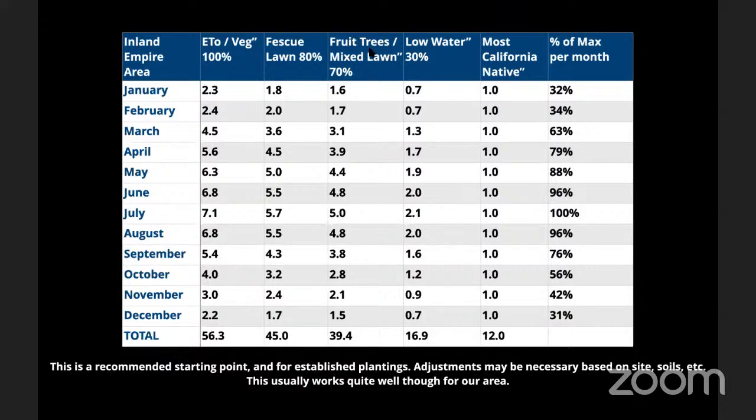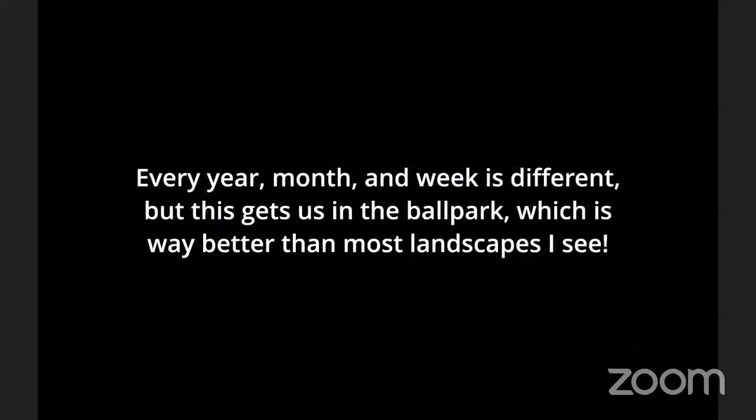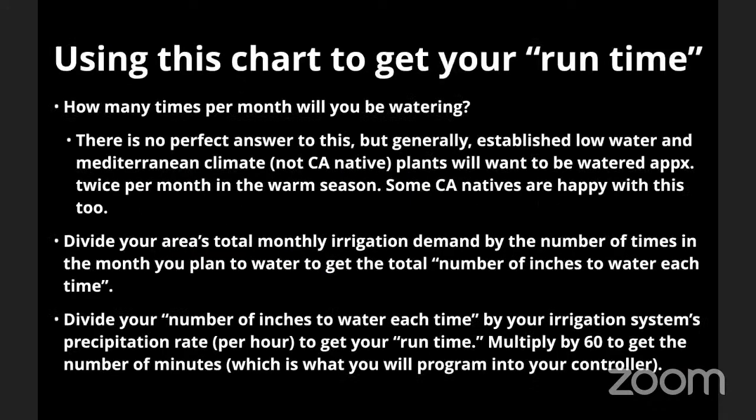For fruit trees, each time I water, I'd be providing, if I was watering once a week, 5.0 divided by 4, and that. And then to get your minutes of runtime, you multiply by 60. So every year, month, and week is different, but that gets us in the ballpark. This is just a more mathematical way of explaining what I just did by the example.